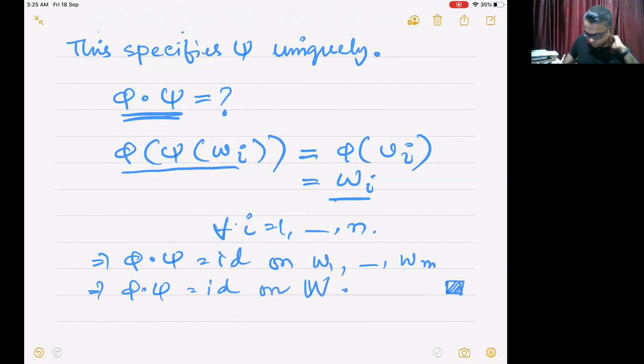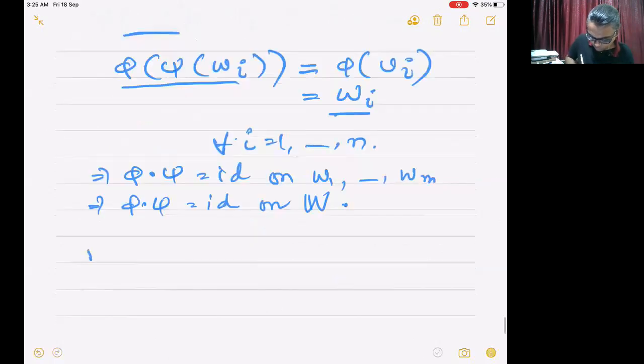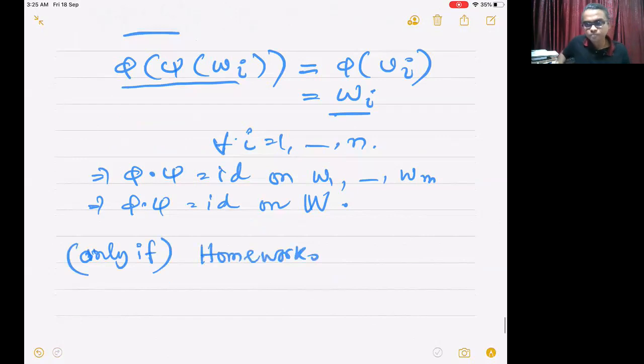Oh, sorry, one more part is remaining, but the 'if' part I have shown, the 'only if' part you will show. That goes to you as a homework. Okay.